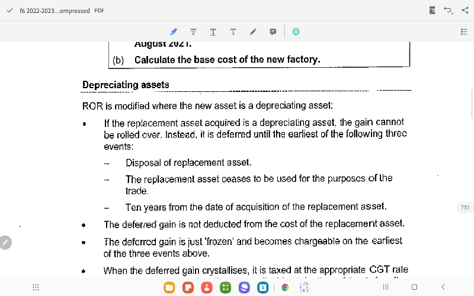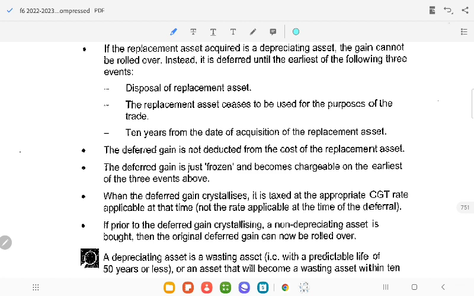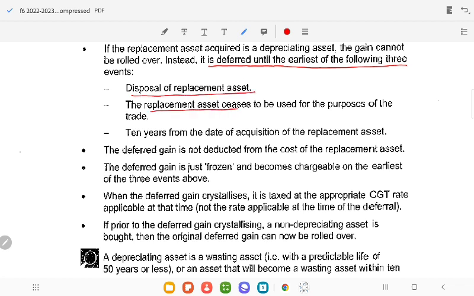Depreciating asset. Remember that ROR is modified when the new asset is a depreciating asset. In that case, we have to consider 3 points. Until these dates, the gain is said to be frozen instead of rolled over. It is said to be deferred until the earliest of the following 3 events. First, the disposal of the replacement asset, or the replacement asset ceasing to be used for the purpose of trade, which is normally the disposal date, and 10 years from the date of acquisition of the replacement asset.